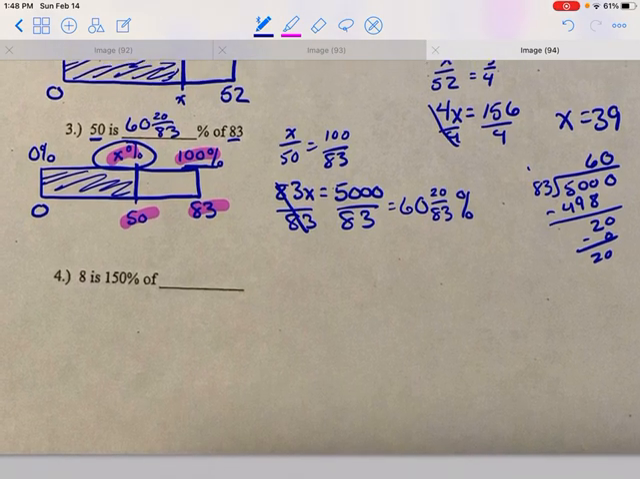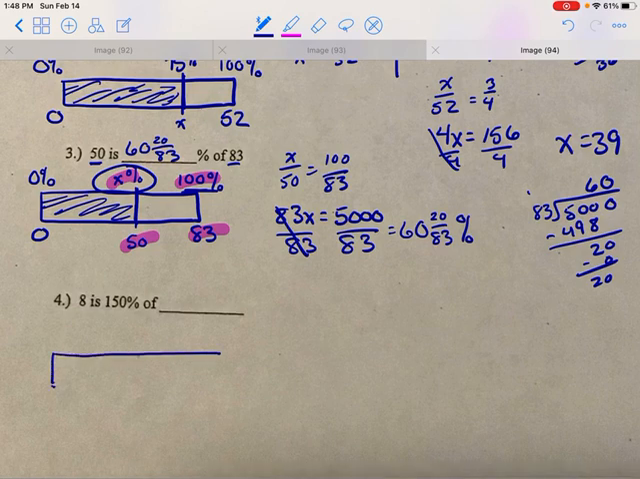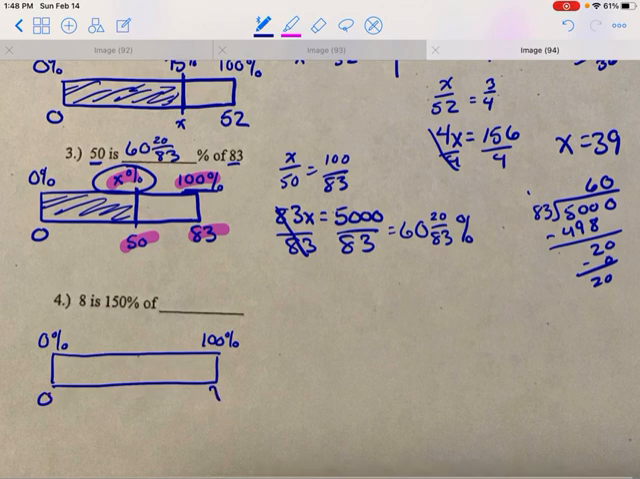All right, let's look at number 4. This one we don't know the base. We're missing the word after of. So if I go ahead and set up my rectangle, I know I'm going to go 0% to 100%. And I'm going to go 0 to my base, but I don't know my base, so I'm going to put an x there.